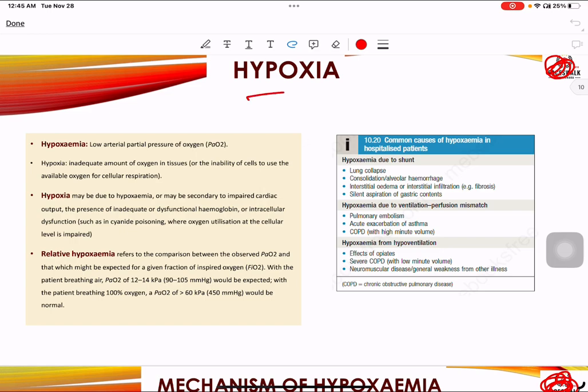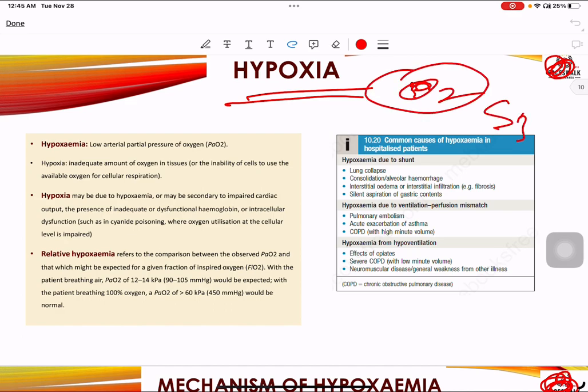What is hypoxia? Sometimes on pulse oximeter we find the patient has low oxygen, so SpO2 is reduced. We can call it hypoxia. Hypoxia is a reduced level of oxygen at the tissue. Lower arterial partial pressure of oxygen to the tissue is hypoxia. Hypoxia may be due to central causes or peripheral causes.